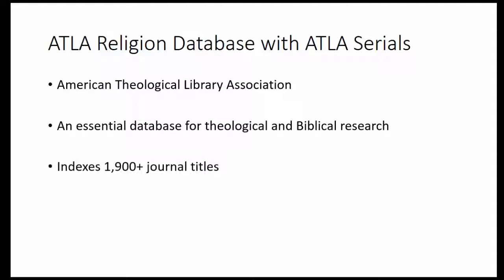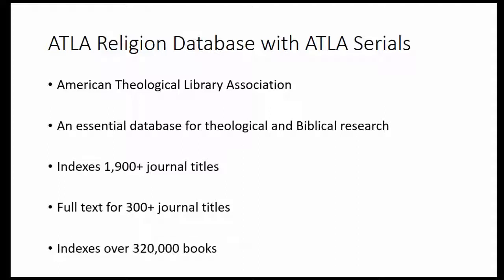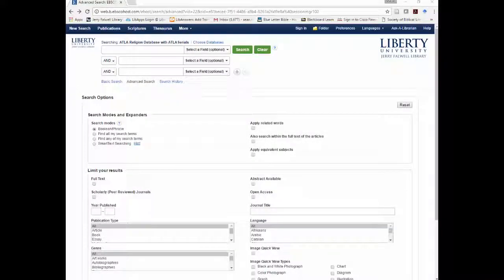The database indexes over 1,900 journal titles, with full text for more than 300 journal titles. It also indexes records for over 320,000 books. There are several features and methods for searching in this database, which we will touch on in this video.